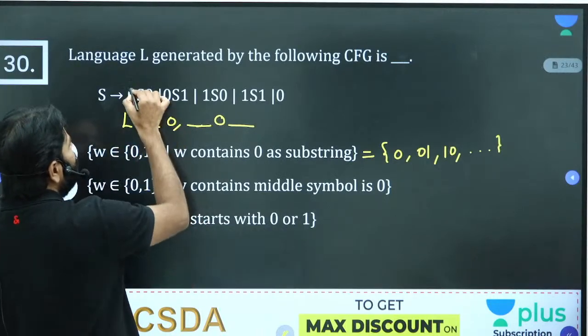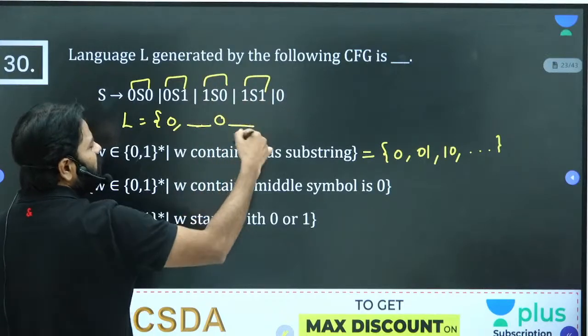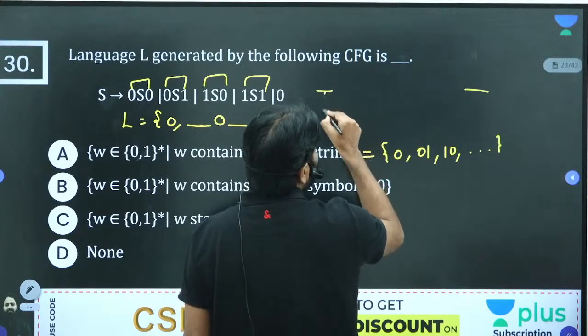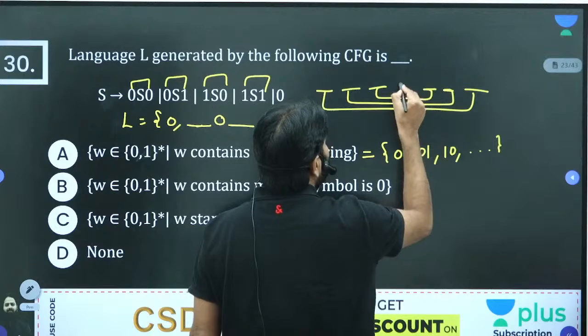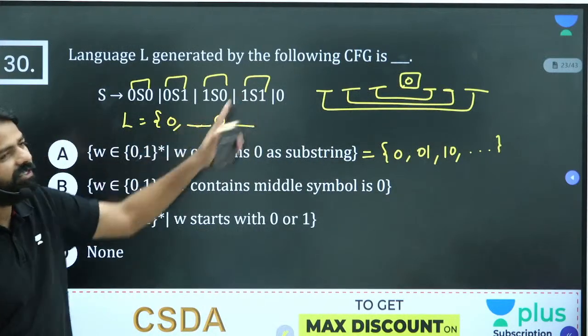You carefully look at it: 00 is there, 01 is there, 10 is there, 11 is there. So if you take anything here, because all possibilities are there, you can take anything, but the middle symbol is always 0. Yes or no? Because the final S has to be substituted with 0 only.